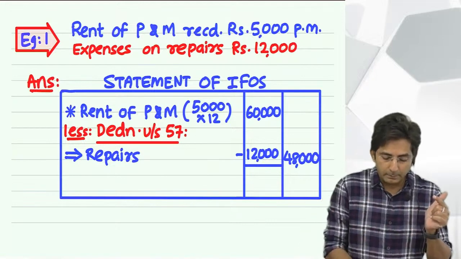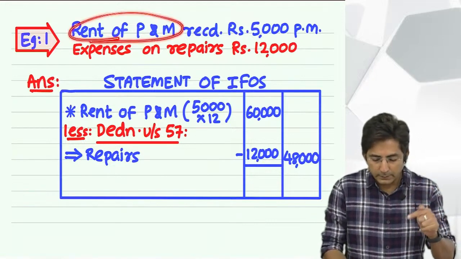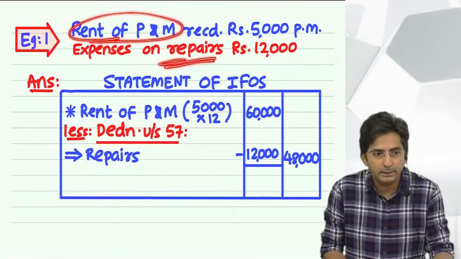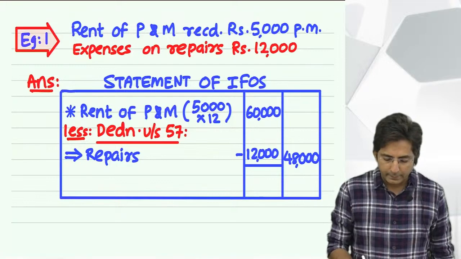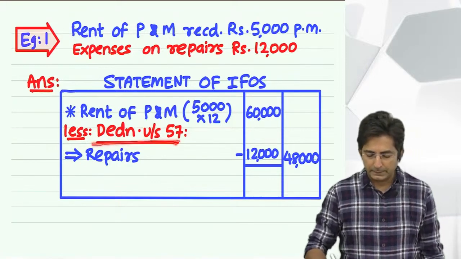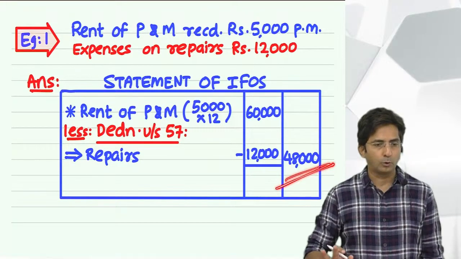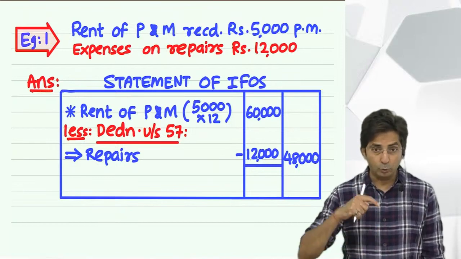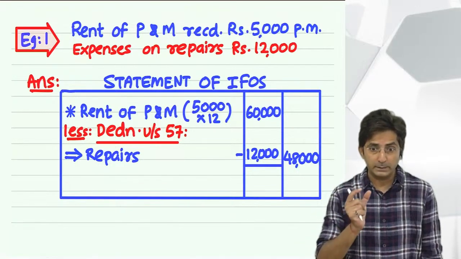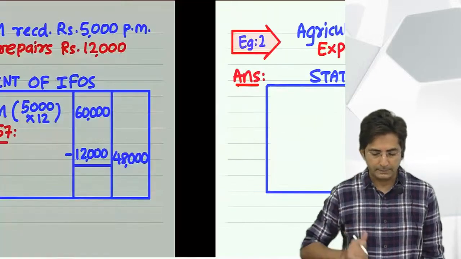So here my income is rent of plant and machinery. So this repairing is of plant and machinery only. So it is related. So you can minus. But while deducting, you have to write deduction under section 57. And the net amount will go to the outer column. Okay. So this is a basic rule. Now, I'll go to the second example. Now you will find something new. Try this.